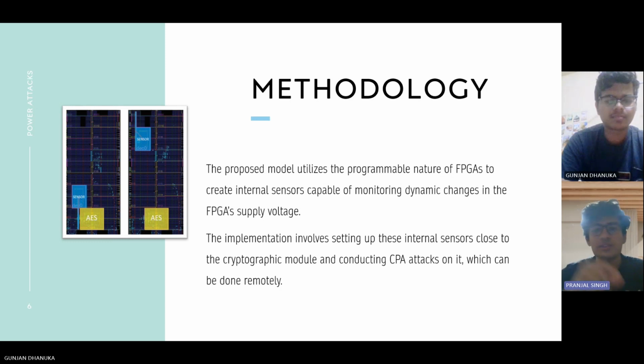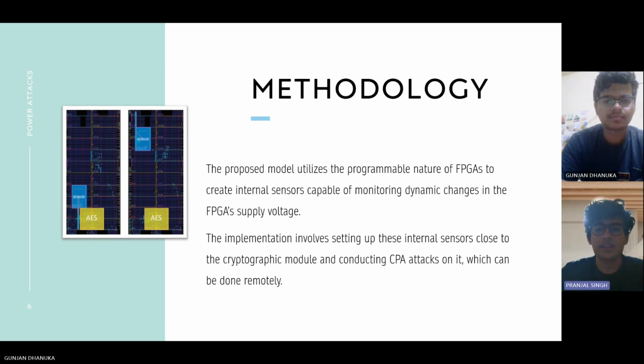The model they propose utilizes the programmable nature of FPGAs to create internal sensors capable of monitoring dynamic changes in the FPGA's supply voltage. Now, in an FPGA system, the users are capable of creating internal sensors inside the model. So the attacker tries to create sensors close to the AES module so that they can trace the changes taking place to the FPGA's supply voltage and use it to draw various conclusions about what is happening inside the system.